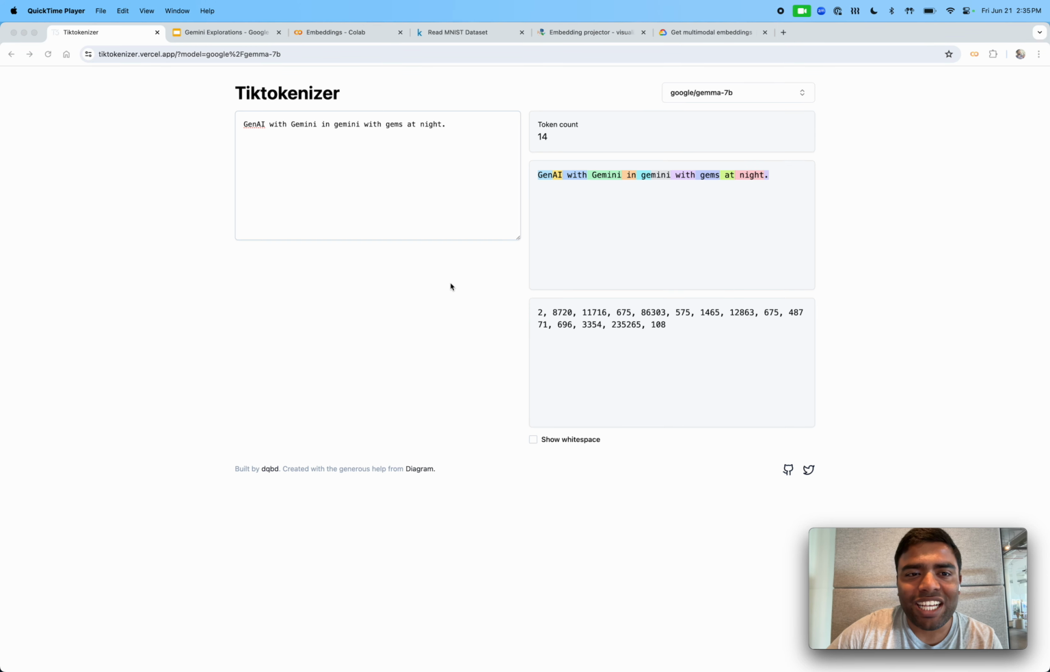Welcome back. In our last video, we were talking about tokenization, where we took a text and generated tokens out of those. This is what it looks like. I found this example, tiktoken, where you can pass in a model, and for that model, it will generate tokens. In this case, 2 is the start of the text, and 8720 is Gen, 11716 is AI, and similarly onwards.